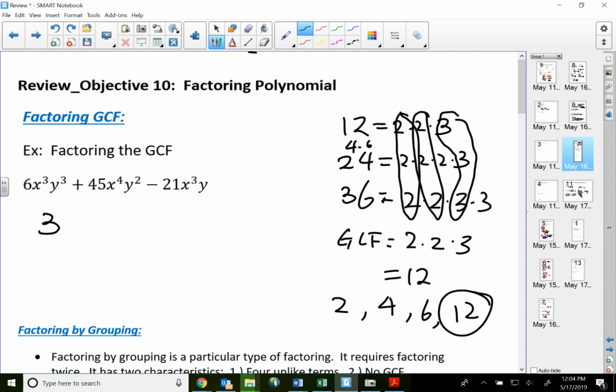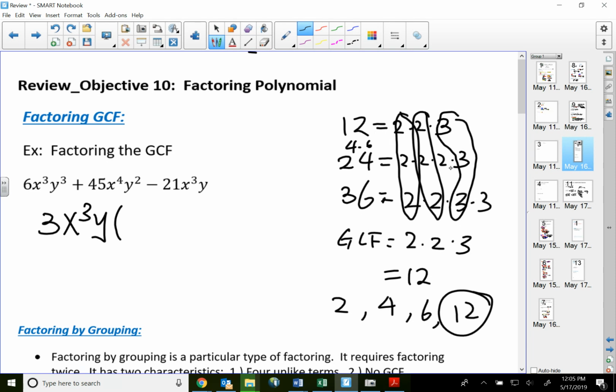All right. For the variables, make sure the variable is repeated between all your terms. If it does, then we choose the smallest exponent. So x repeats between all three terms, the smallest exponent is 3. y is repeated between all three terms, the smallest exponent is y to the first, so I'm just going to write y. So my greatest common factor for this problem is 3x to the third y. Now I will write times parentheses. What's inside the parentheses got to be the leftover for the three terms.